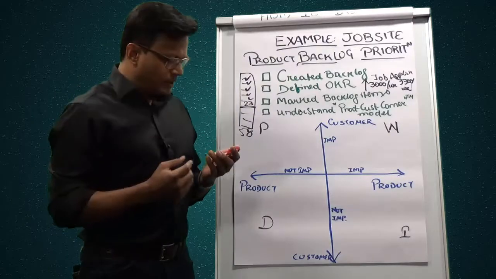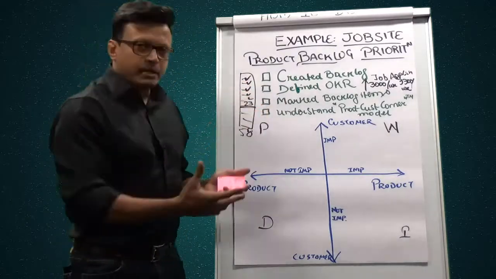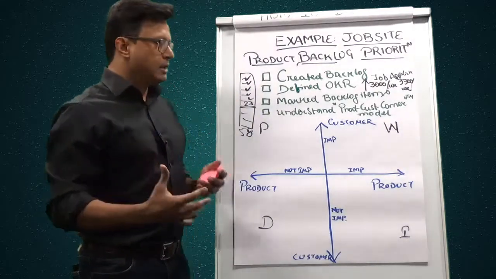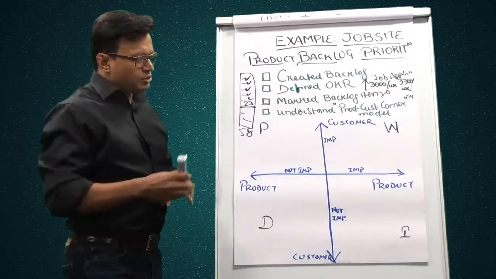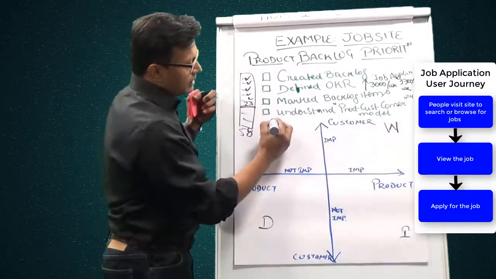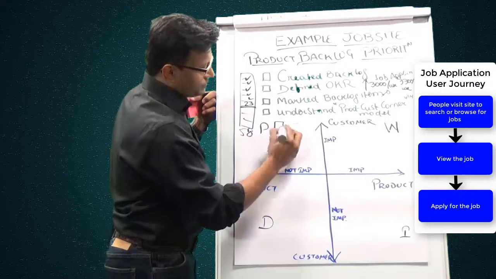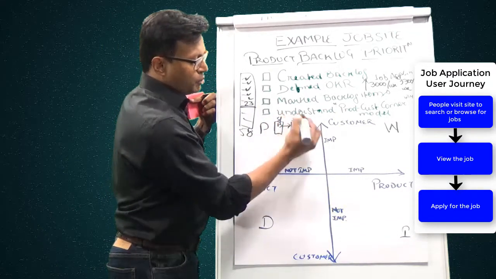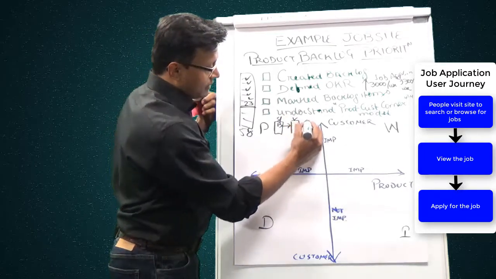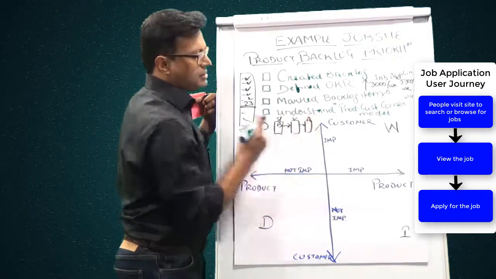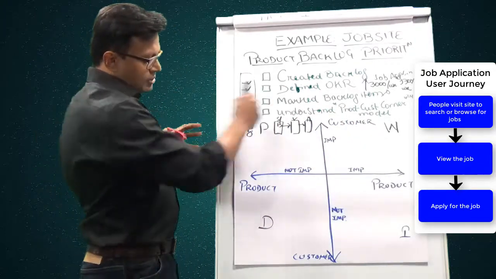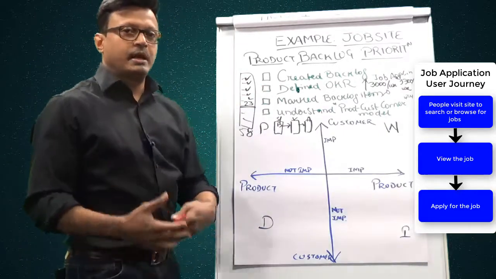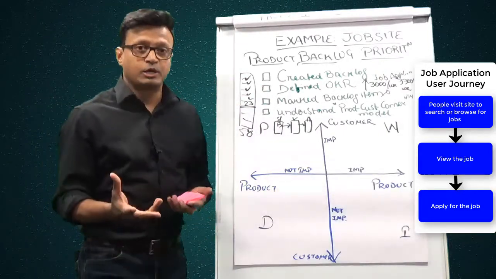The first one is, in order to increase the applications from 3,000 to 3,300, you want to increase the number of job applications. So what is a job application? Just to give you an example, people come to the site, they search or browse, then they view that particular job, and if they like it, they apply. Suppose this is the user journey, and you want people to come, view, and apply for more jobs, which is better for your product, and that's how you make your revenue.